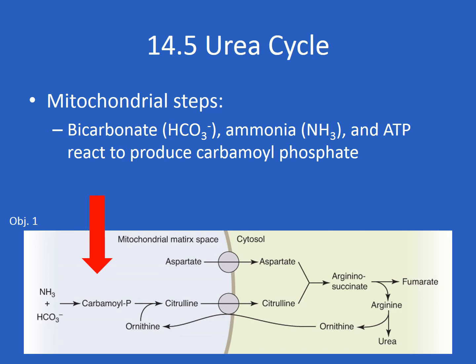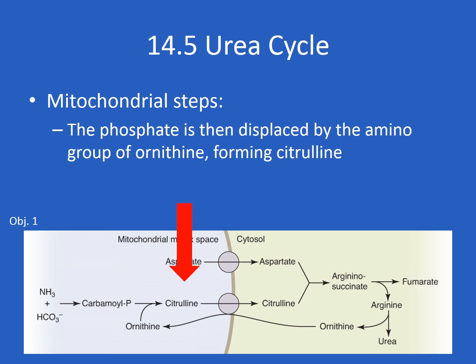Okay, let's do a quick walkthrough of the urea cycle. So starting in the mitochondria with excess nitrogen, which is represented here as ammonia. So ammonia and bicarbonate and a little bit of ATP will react to form something called carbamoyl phosphate. The phosphate is then displaced by the amino group of ornithine, which eventually forms citrulline. This is a lot of fun words. You don't really need to know the exact structures of these, other than just sort of how they take excess nitrogen out of the mitochondria and excrete it as urea and fumarate for glucose synthesis.